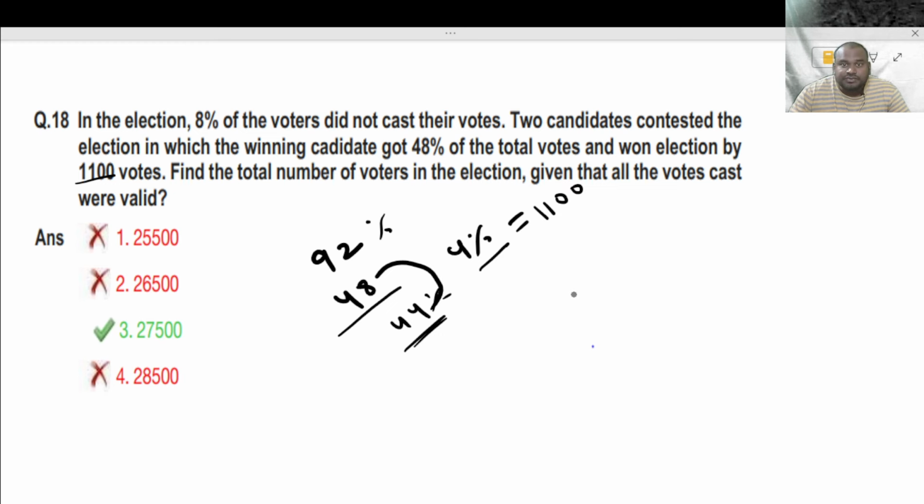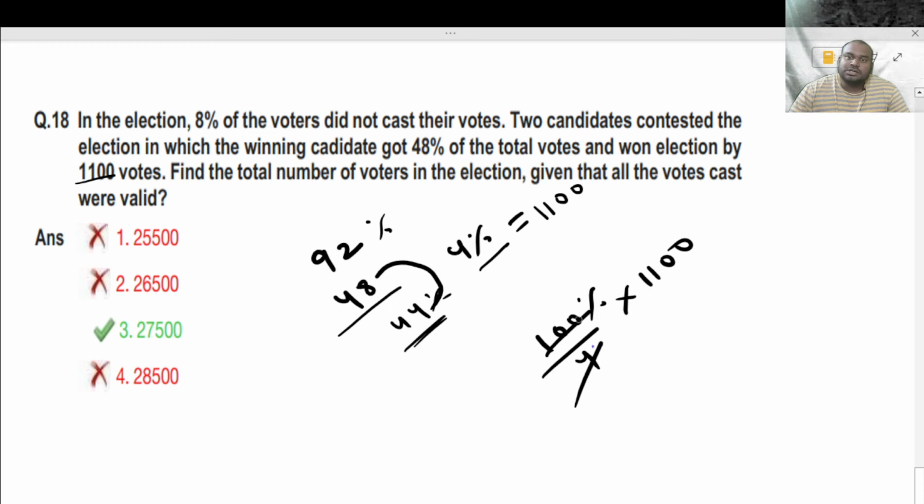So then find the total number of voters in the election, given that all the votes cast were valid. So if all the votes cast were valid, we don't have to subtract anything from them. So if 4% is 1100, he is asking the total number. The total number is nothing but 100%. If 4% is 1100, what is 100%? 100 by 4 into 1100.